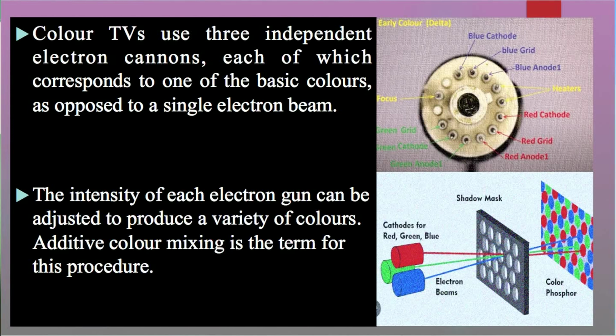On the left hand side you can see three guns, which are the three electron guns used in a color TV. On the top image you can see one side of the electron gun where you can see there are different pins for heater, focus and for different colors. So this is a perfect picture of an electron gun which generates color images on the screen.